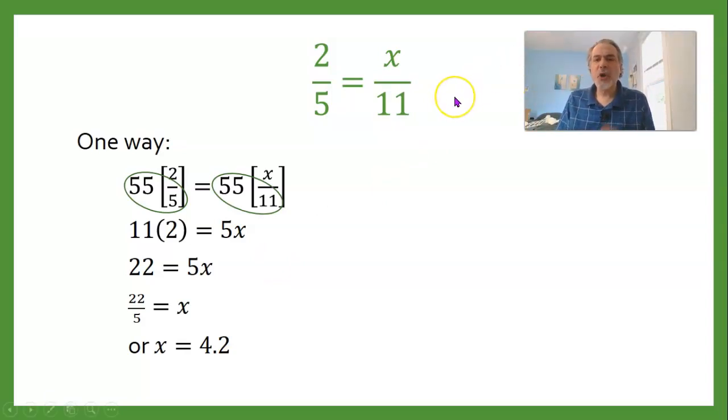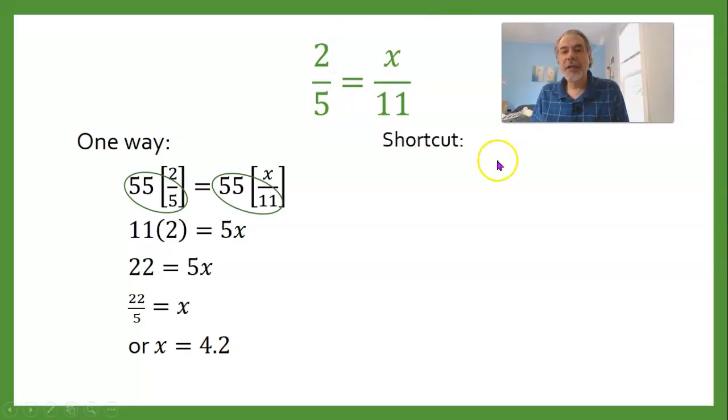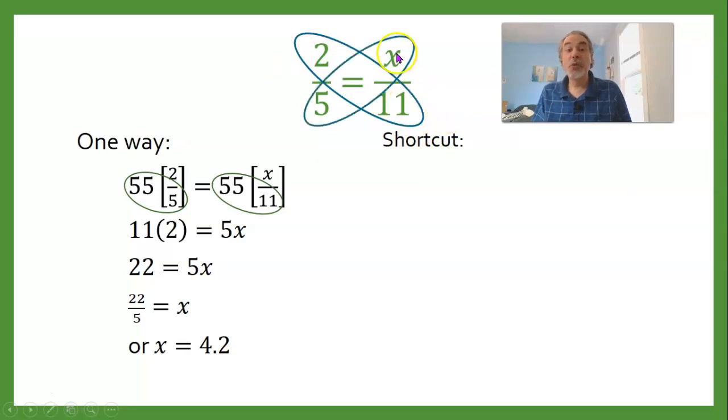Now, there's another way we could handle this. A sort of shortcut when you just have one fraction by itself on one side equal to another fraction by itself on the other side. Just one fraction equal to another fraction. Then we can take a shortcut where we cross multiply: this numerator times the opposite denominator is equal to this numerator times the opposite denominator. So in this example, that means the 2 times the 11 is equal to the 5 times the x.